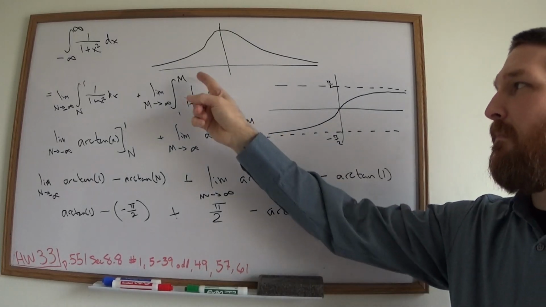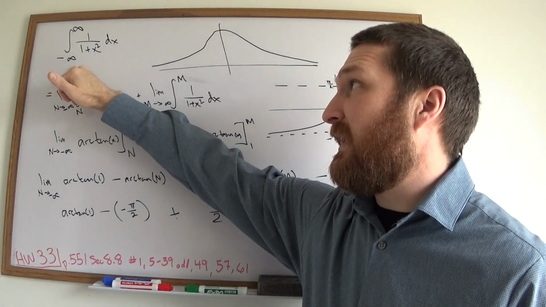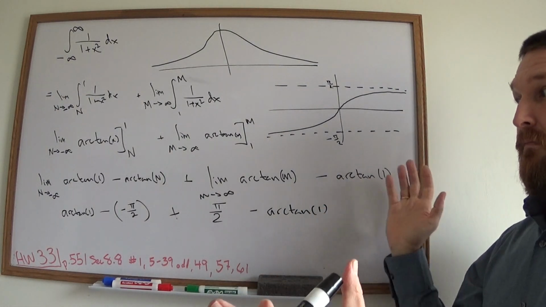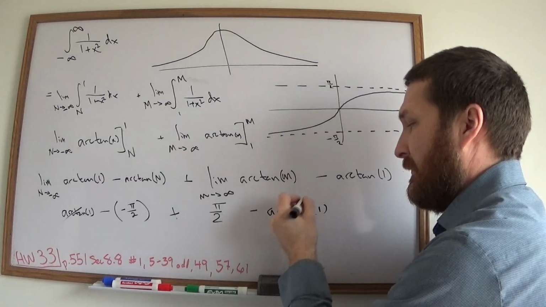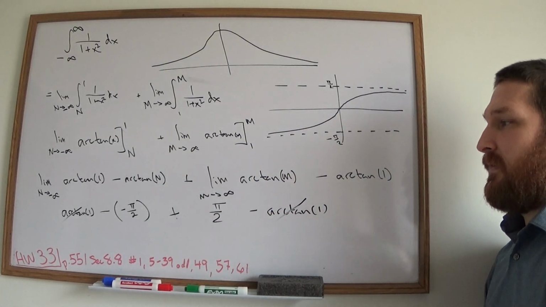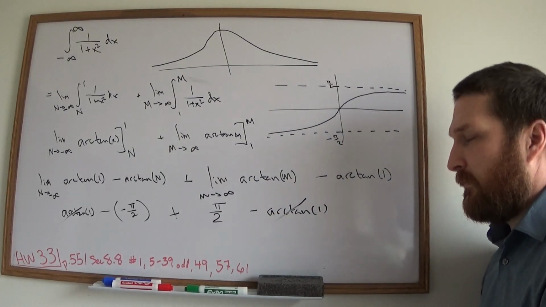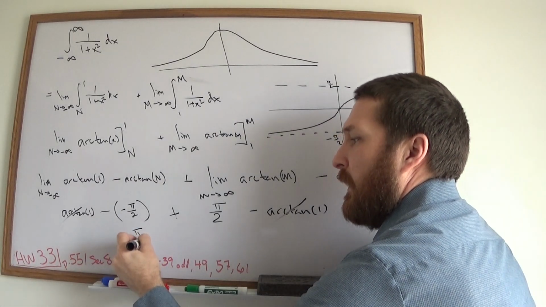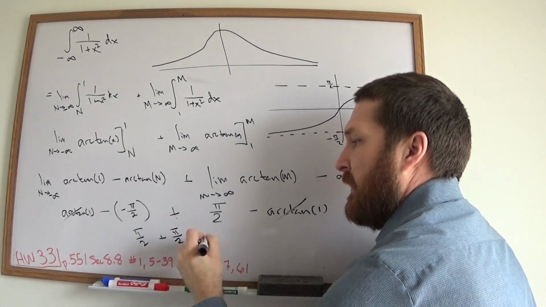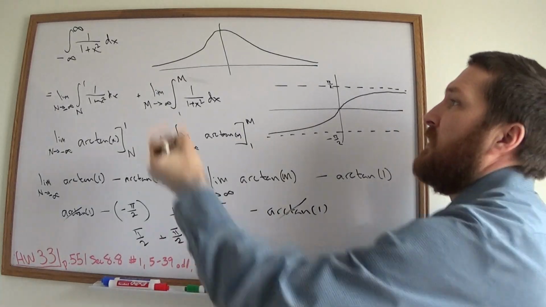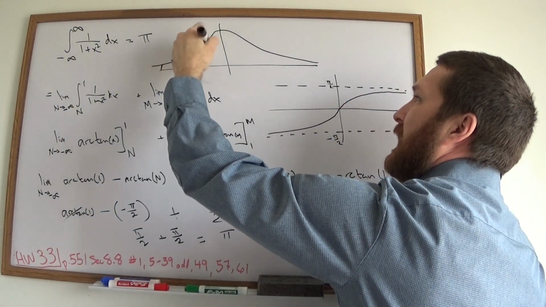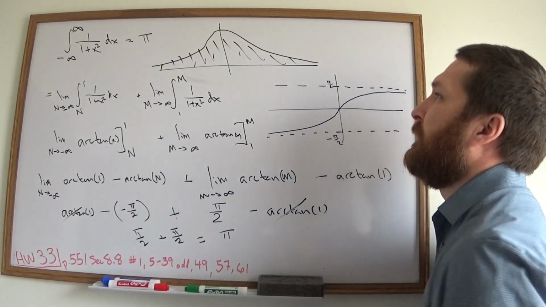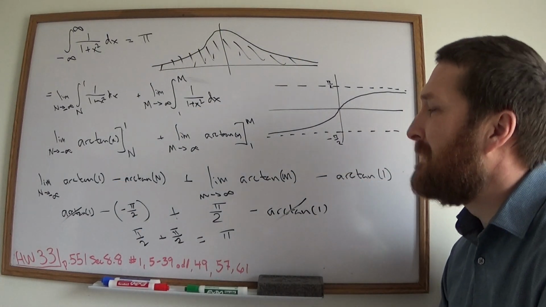This is why it doesn't matter when you're integrating from negative infinity to infinity what number you choose at all. Because they're going to cancel out like that. Now what do we have? Pi over 2 minus negative pi over 2. So just pi. So this converges to pi. The area under that guy is pi. It's kind of cool.